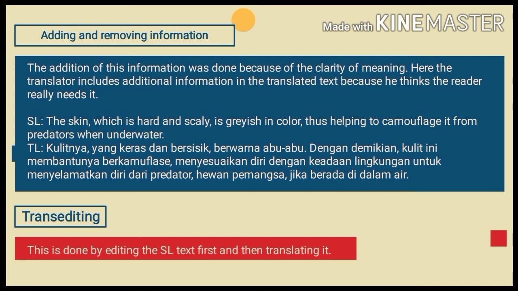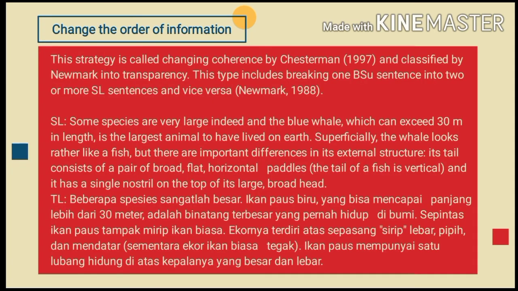This is done by editing the source language text first and then translating it. Okay, the last is changing the order of information. This strategy is called changing coherence by Chesterman 1997 and classified by Newmark into transparency. This type includes breaking one source language sentence into two or more target language sentences. Newmark 1988.